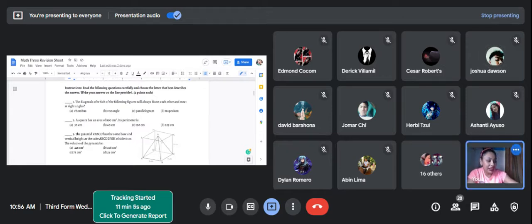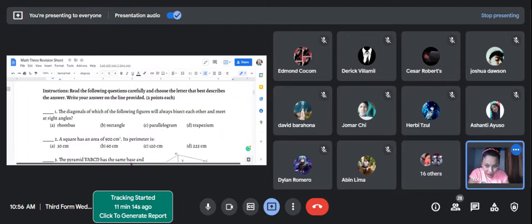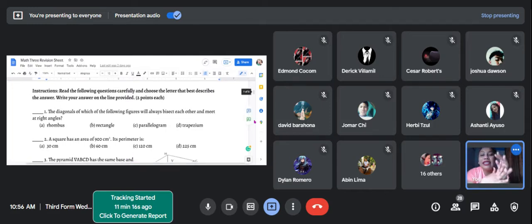Okay, let's go ahead. I think we have enough time. We can see how many multiple choice questions we can do together, right? So let's see. Number one says the diagonals, and diagonals are the lines that run across like that, from one corner to one corner. Those are diagonals. It says the diagonals of each of the following figures will always bisect each other and meet at right angles.